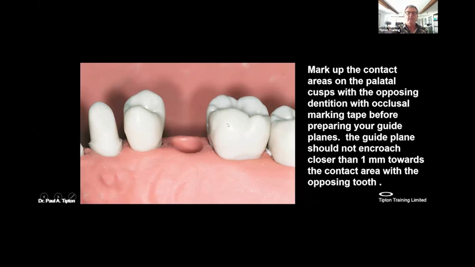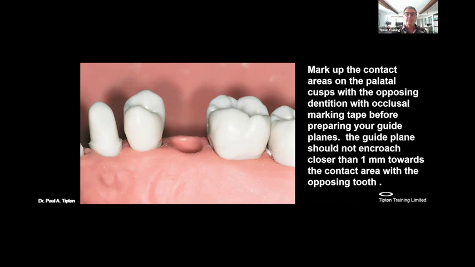So either we reduce the height of the metal framework as it goes palatally, or number two, we do an occlusal adjustment to the upper tooth or to the lower tooth, and we take that contact and we move it a little bit higher towards the cusp tip. So we can do that, or we can change our framework, okay?